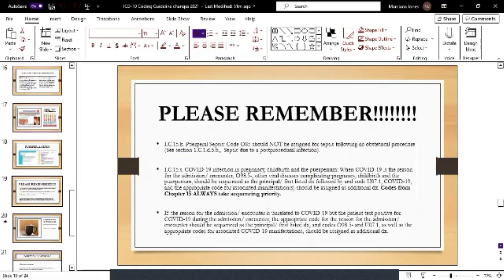So let's talk about COVID-19 again. These are the COVID-19 guidelines. So we're going to talk about COVID-19 again.